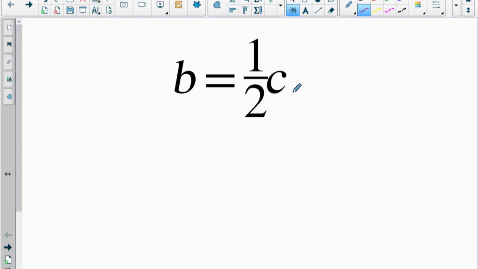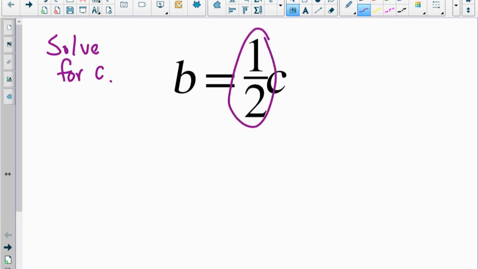So in this example, the equation's already solved for B. Let's say that we wanted to get C by itself and solve for C. I'll just mark that over here. Solve for C. If we want to get C by itself, that means we need to get rid of this 1/2. One way to do that is we could divide by 1/2. That gets kind of messy because now you're looking at B divided by 1/2, and that's just kind of gross.